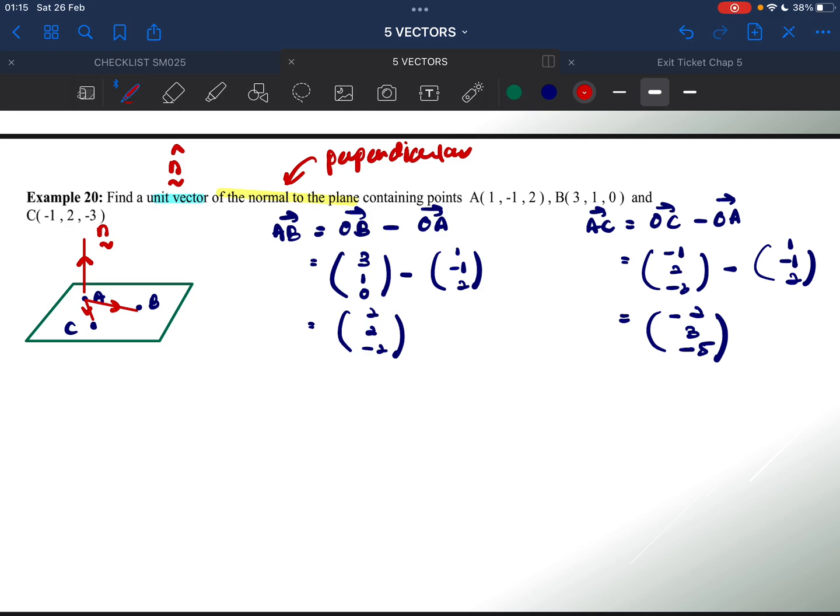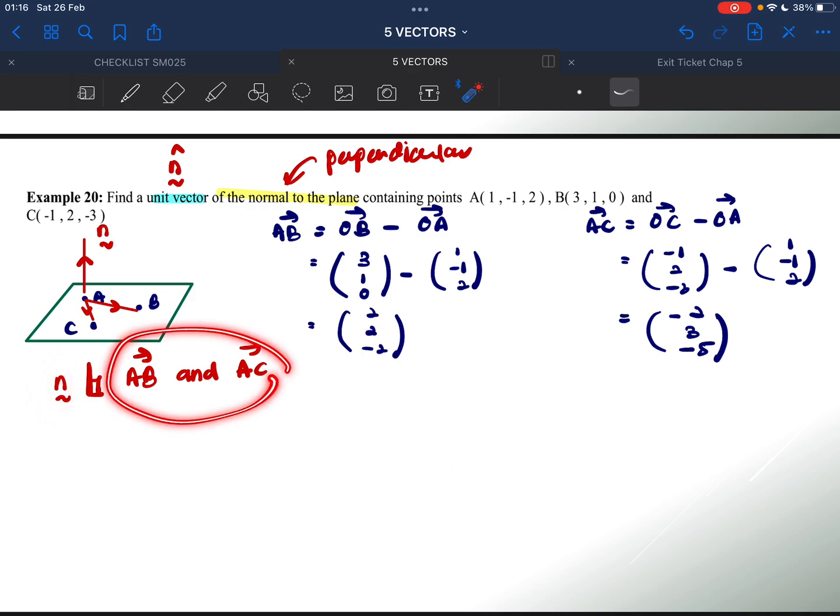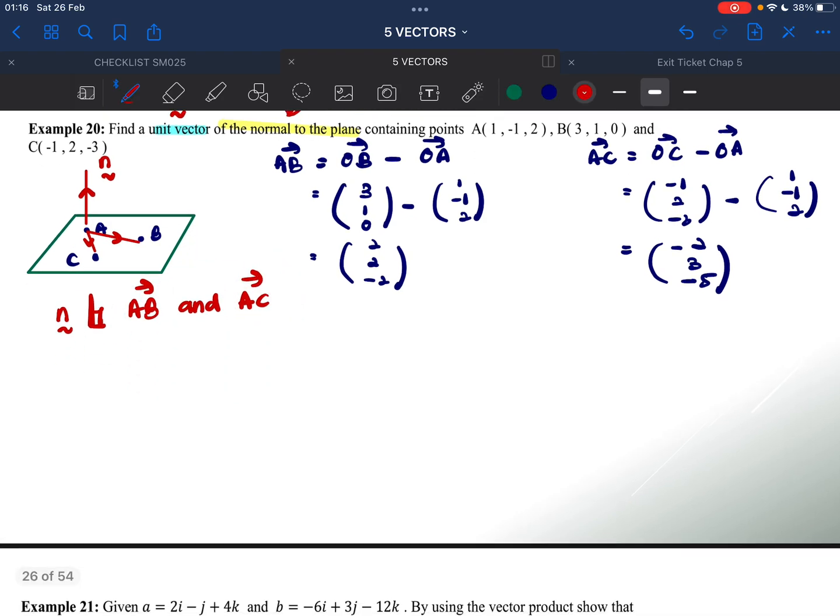So what we know is the normal here is perpendicular to the direction vectors AB and AC. So from that, you know that your n is perpendicular to the other two vectors. That means you have to find the cross product between these two vectors. So now let's find the cross product, which is n equals AB cross AC.